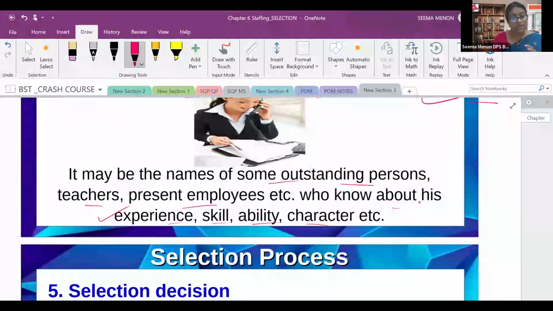Skill: how skilled they are, their ability to do a work, their ability to understand the job, their maturity level, their personal character, whether they are ready and willing to work or not. All this we can understand through checking references.